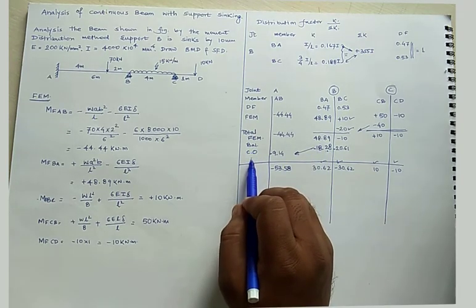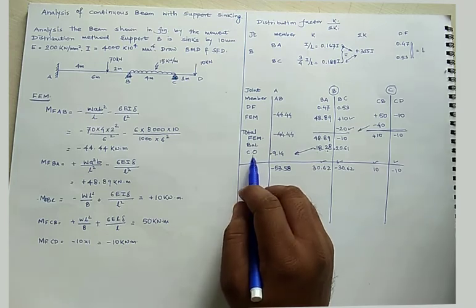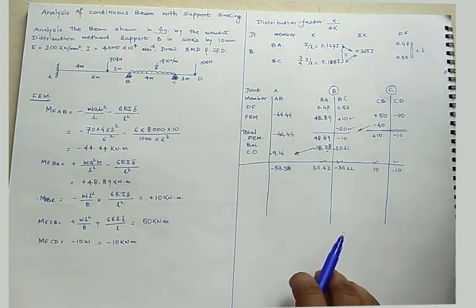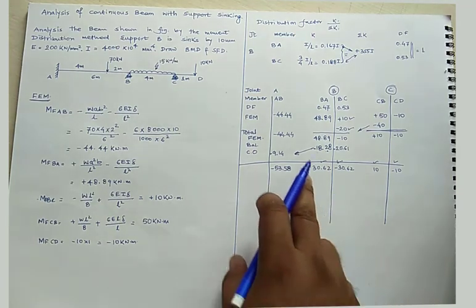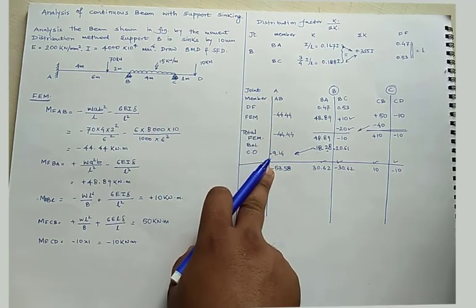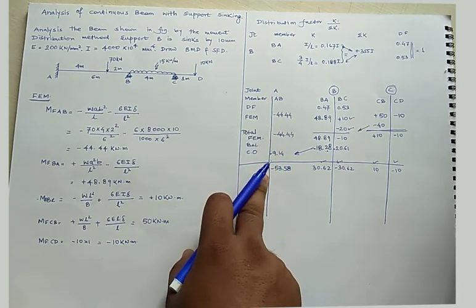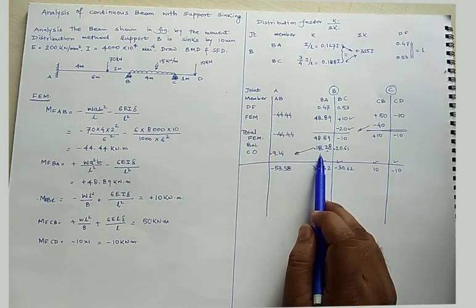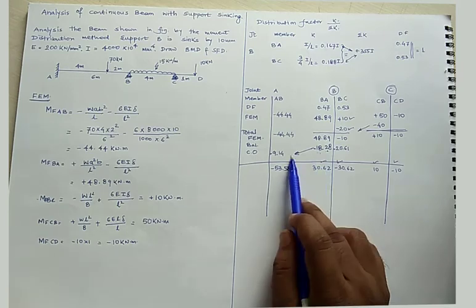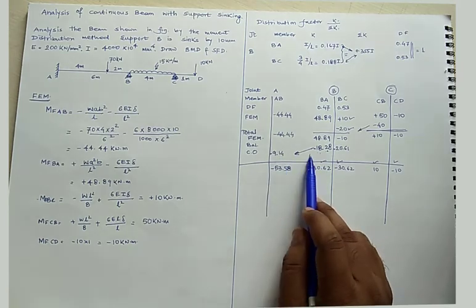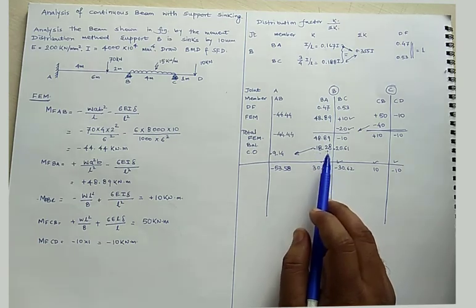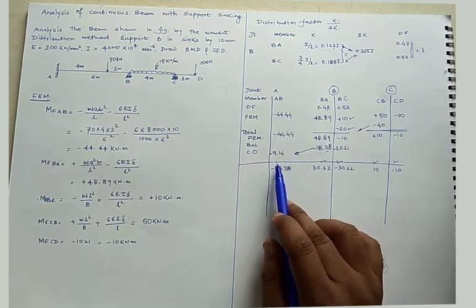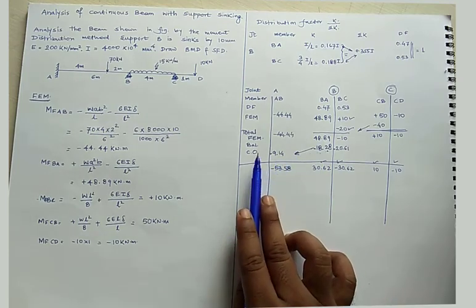Now the next step in the table is to calculate the carryover, to donate or take the moment or share the moment as per the nature of the support. Here support A is the fixed one, and it has the nature to take 50% of the moment value from the nearest end. BA is the nearest to it, so 50% of this value is given to the AB member. Minus 18.28 is what we have, and 50% of it is donated to the AB member, minus 9.14. This step is called the carryover.